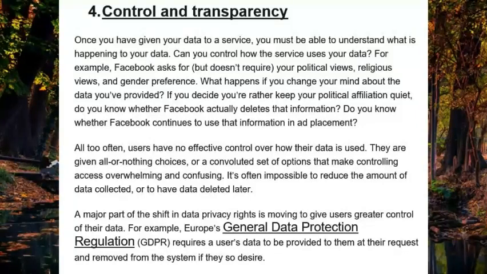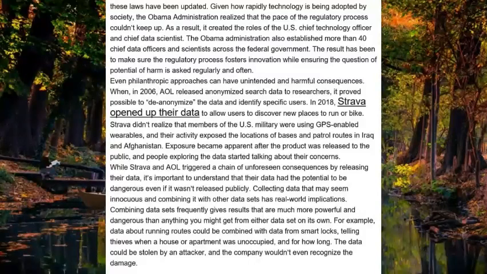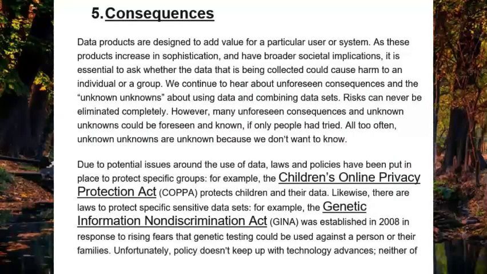So we give it. And after that, often users have no effective control over how their data will be used. They are given either all-or-nothing choices, or the set of options they get for controlling it is overwhelming and confusing. A major part of the shift in data privacy lies in moving to give users greater control of their data. Now the fifth one is about the consequences of all these things.